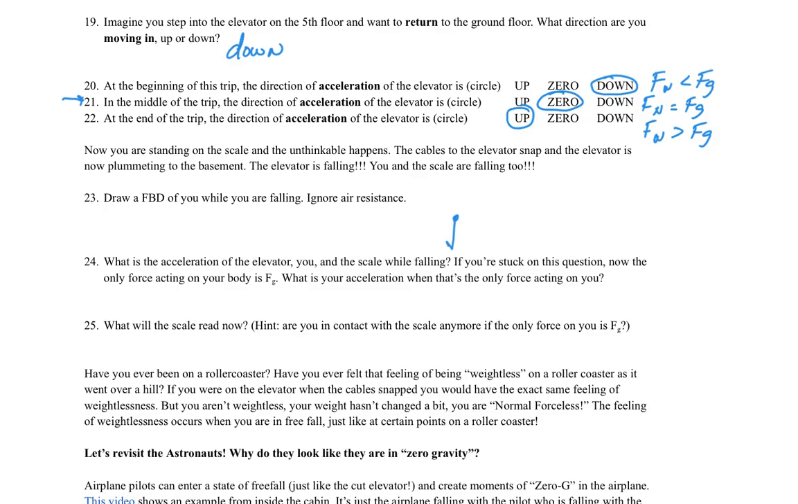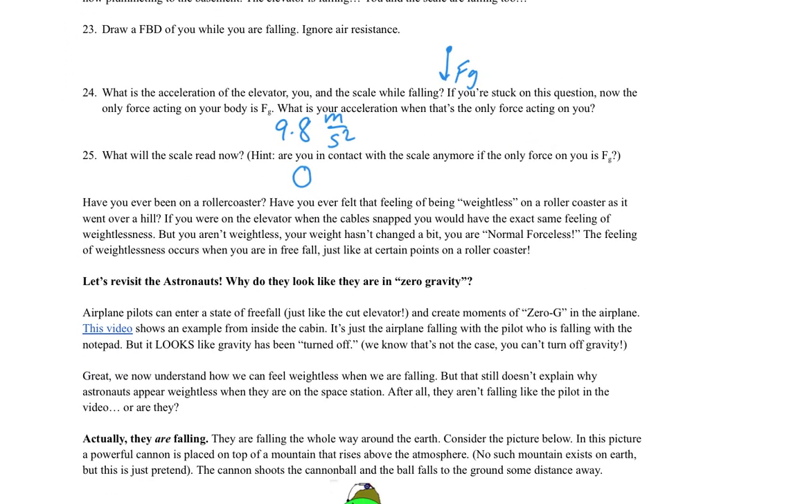Well, hopefully you drew a free body diagram with only the force of gravity acting on you. If the force of gravity is the only thing acting on you, that means your acceleration is 9.8 meters per second squared. And if the only force acting on you is the force of gravity, and there's no normal force between you and the scale, that means the scale now reads 0. This is called weightless, only you're not weightless. It feels different, absolutely, but the name is incorrect. So go ahead now and pause for a minute and read the rest of this page.